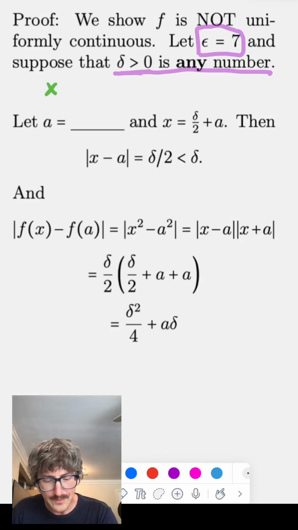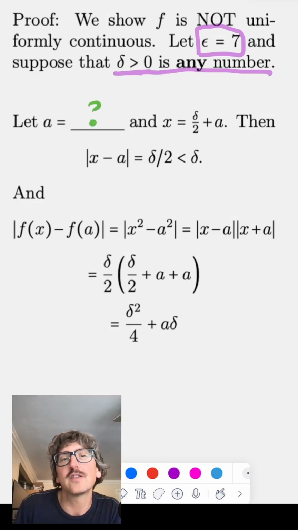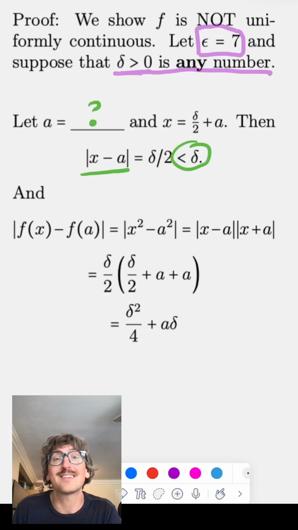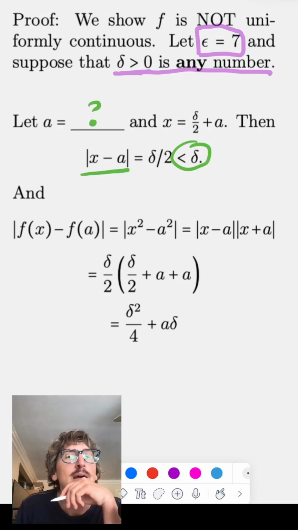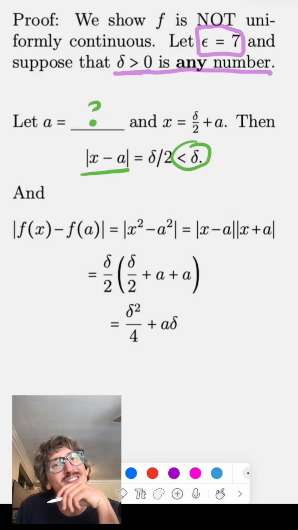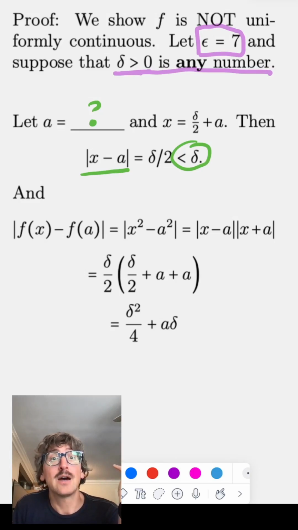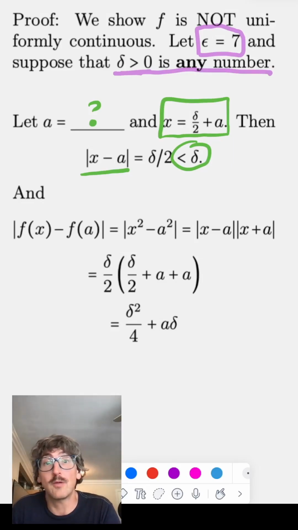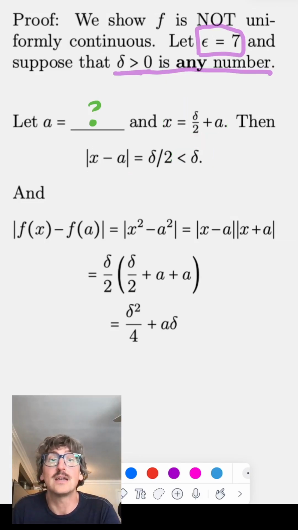So I am going to define a to be some mystery number. We'll fill that in at the end. But I want to make sure that x minus a, that distance between those inputs, is less than delta. So how can I do that? Well, I get to pick both x and a. So why not just ensure that they're like delta over 2 apart? Right? So let's make x be whatever a is, and we'll just add delta over 2 to it. Right? So now we've got two positive numbers. I guess a hasn't been defined yet, but their difference is definitely less than delta. So now we work it out.